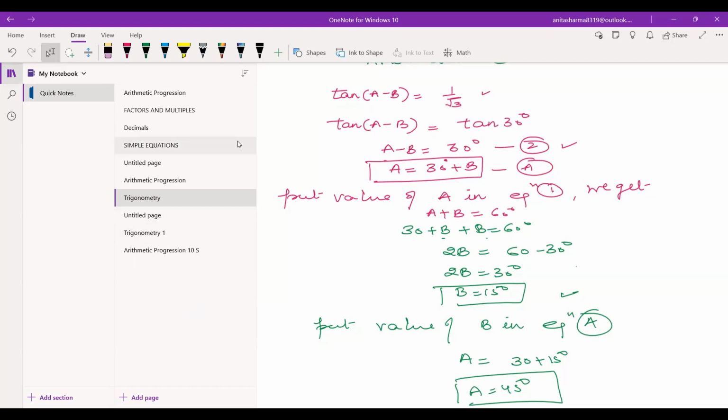Dhriti, unmute yourself, beta, and turn on your camera. I want to see you. Dhriti, have you understood what we did in today's class? About the trigonometry table. Yes, ma'am. Okay.